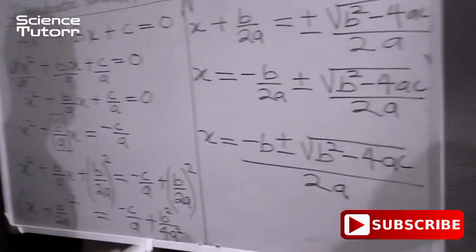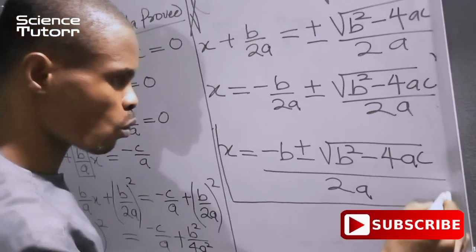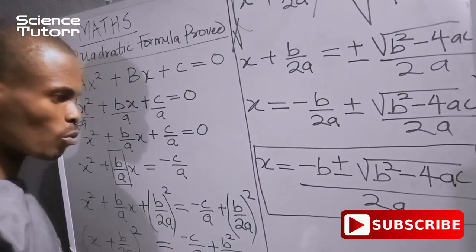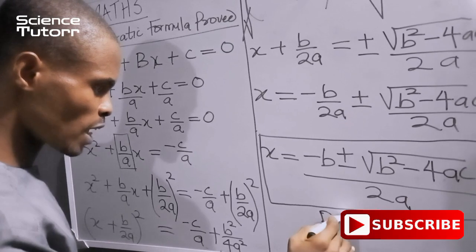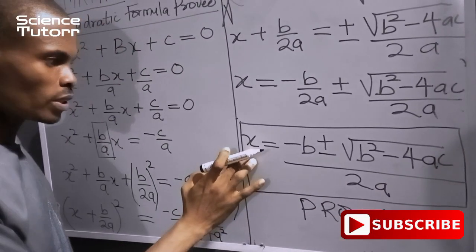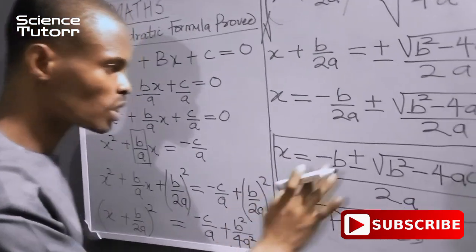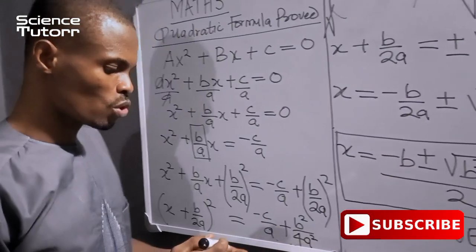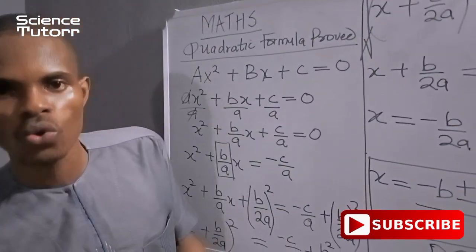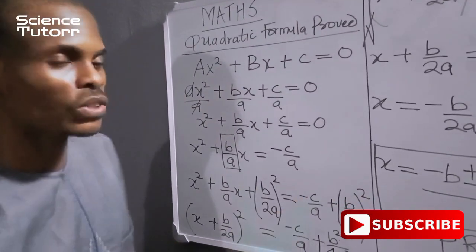At the end of the day, we come to realize that we have been able to establish the quadratic formula. This is the quadratic formula, and it has been proved. So this helps us to obtain the roots of the equation for x, and we shall be using this formula in our next video, where we shall be discussing the third method, which has to do with the use of the quadratic formula. I'm sure this video is clear to us.